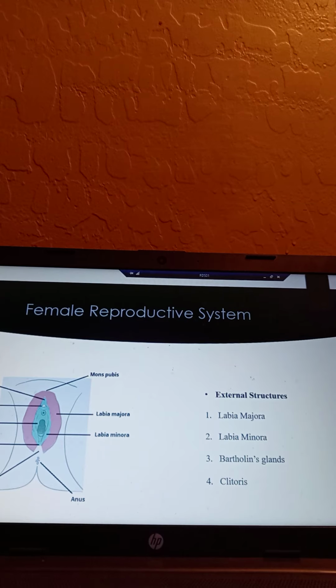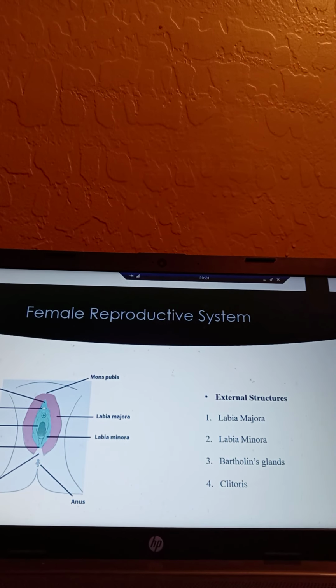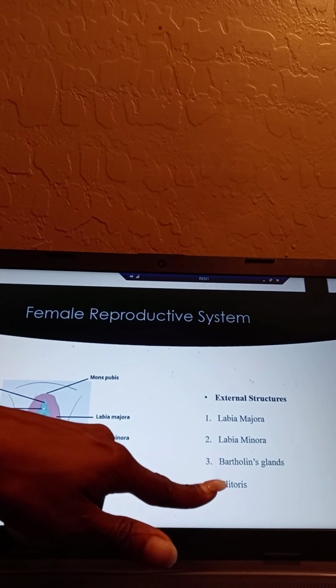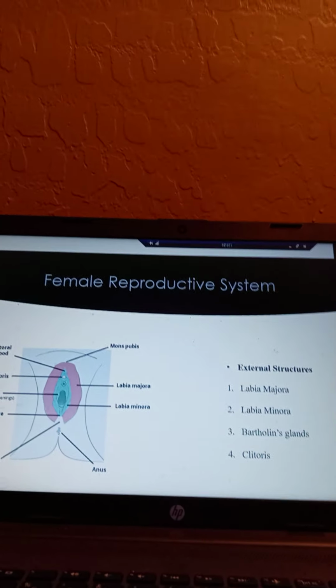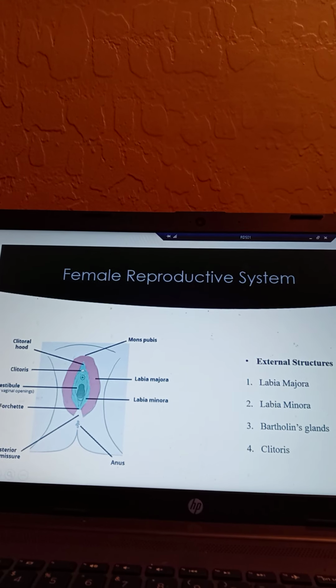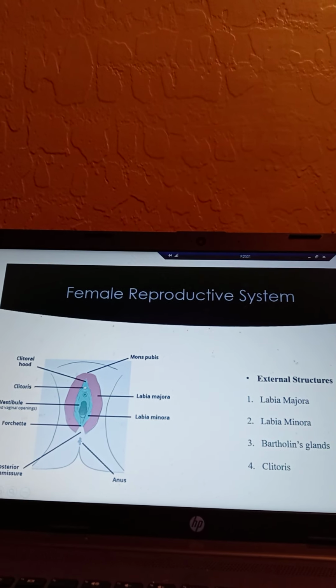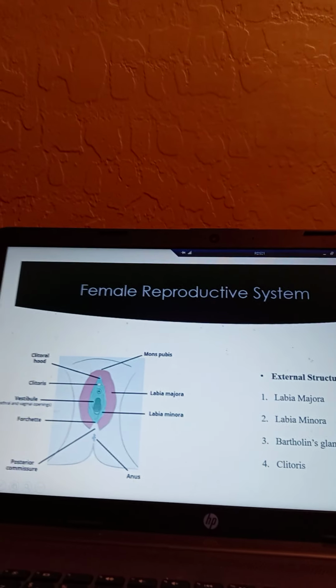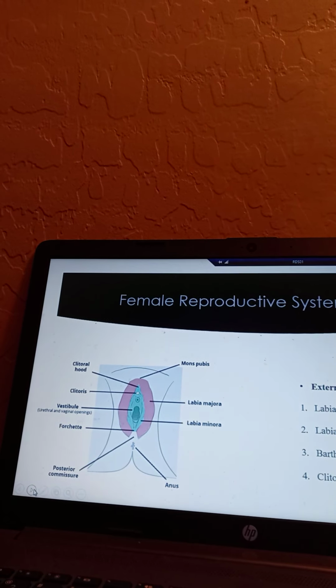And what I did was for each slide, I broke it down and I explained each one of these. And I will read here what I have about each one of the internal structures of the female reproductive system. I have the labia majora. That is like the large lips. It encloses and protects the other external reproductive organs.